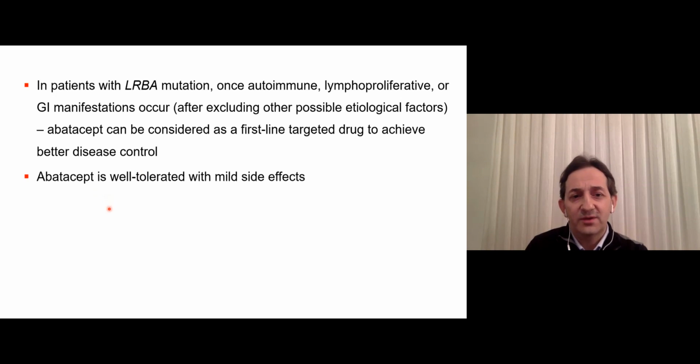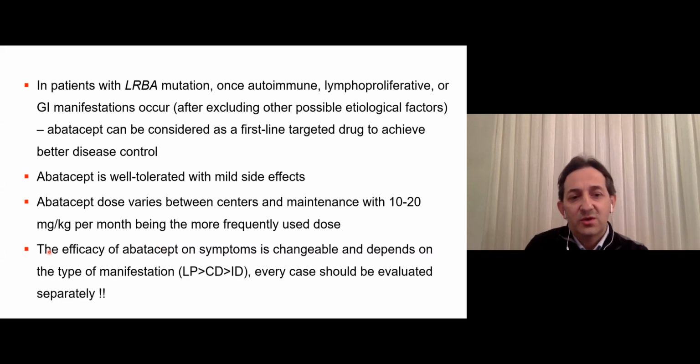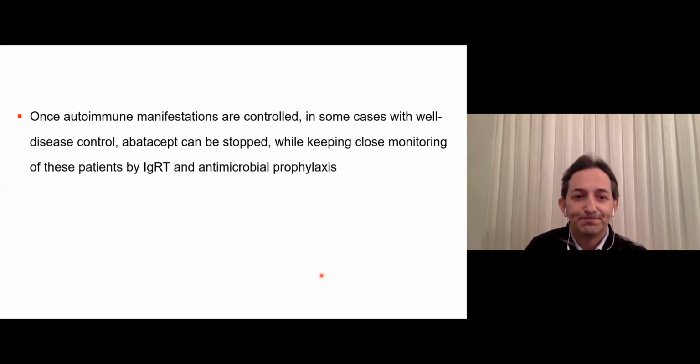As we observed, abatacept is well tolerated in those patients without side effects, and usually 10 to 20 milligrams per kilogram per month is the most frequently used dose and able to control the manifestations. But we should keep in mind that the efficacy of abatacept on symptoms can vary and depends on the manifestation, especially lymphoproliferation and chronic diarrhea, which respond very well compared to the immune dysregulatory manifestations. Therefore, every patient should be evaluated separately in terms of this kind of therapy.